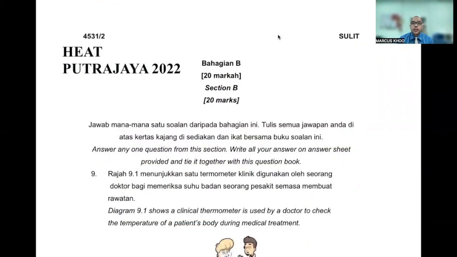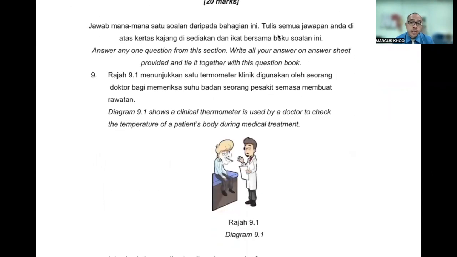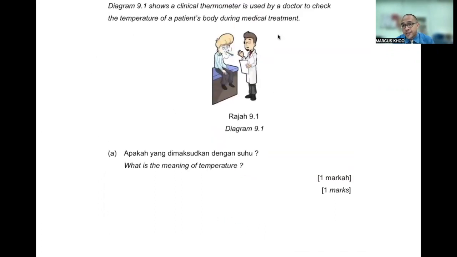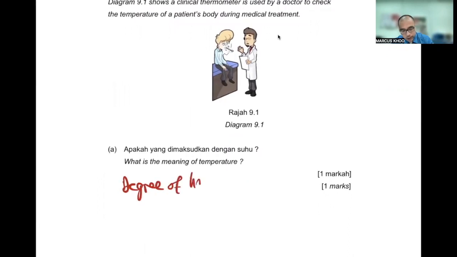All right, let's continue with this next topic, which is heat. Okay, so 9.1 shows a clinical thermometer. Whenever you think about thermometer, you're thinking about thermal equilibrium, or temperature. Okay, so what is the meaning of temperature? Temperature is the degree of hotness of an object.